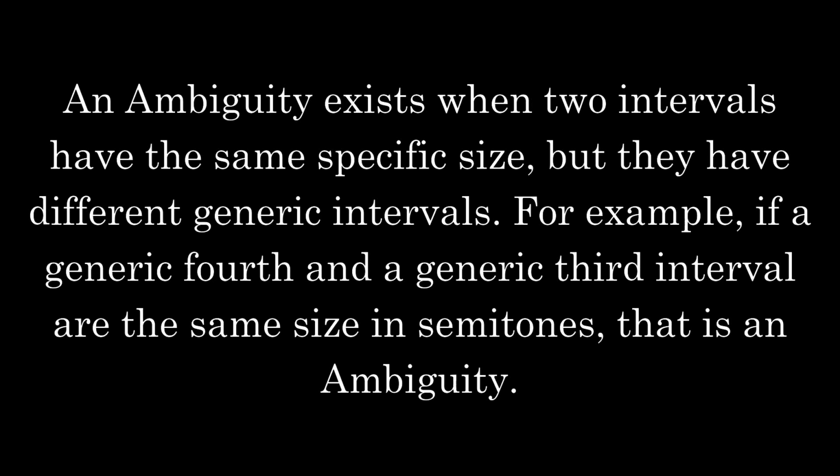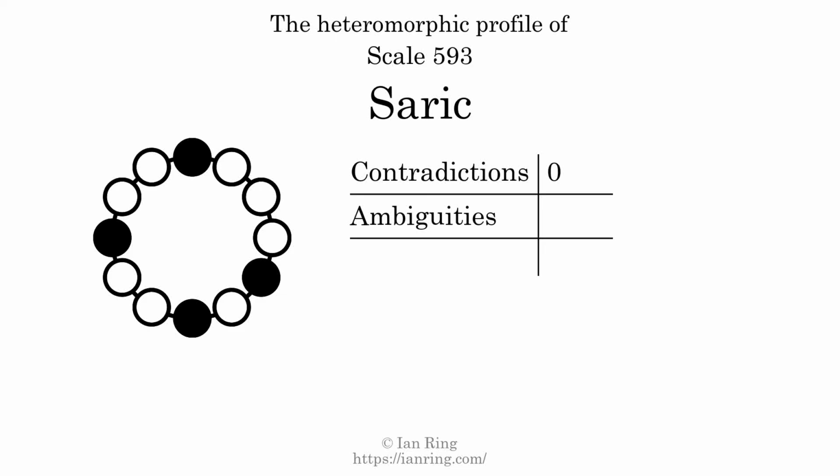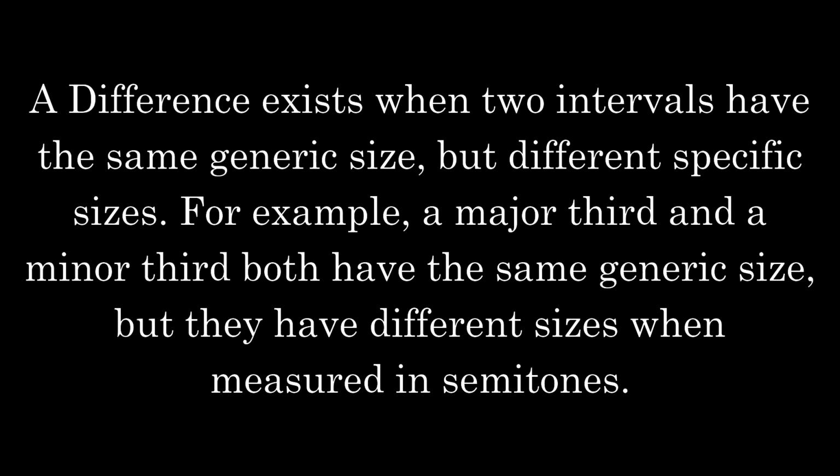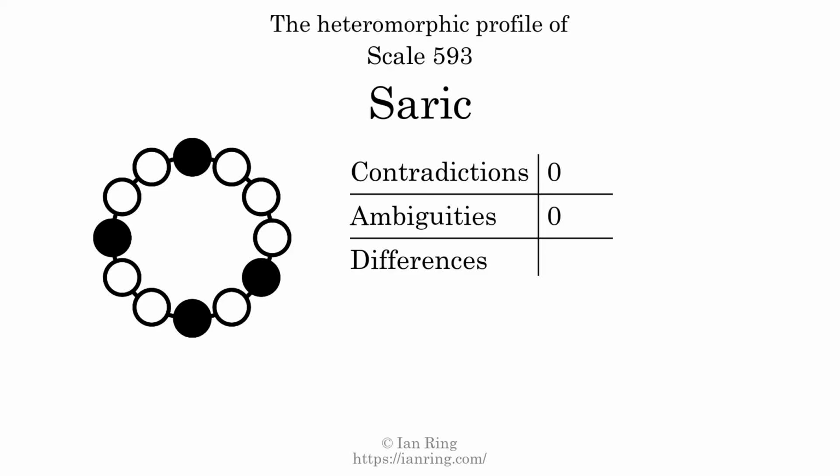An ambiguity exists when 2 intervals have the same specific size, but they have different generic intervals. For example, if a generic fourth and a generic third interval are the same size in semitones, that is an ambiguity. The number of ambiguities in this scale is 0. A difference exists when 2 intervals have the same generic size, but different specific sizes. For example, a major third and a minor third both have the same generic size, but they have different sizes when measured in semitones. The number of differences in this scale is 15.